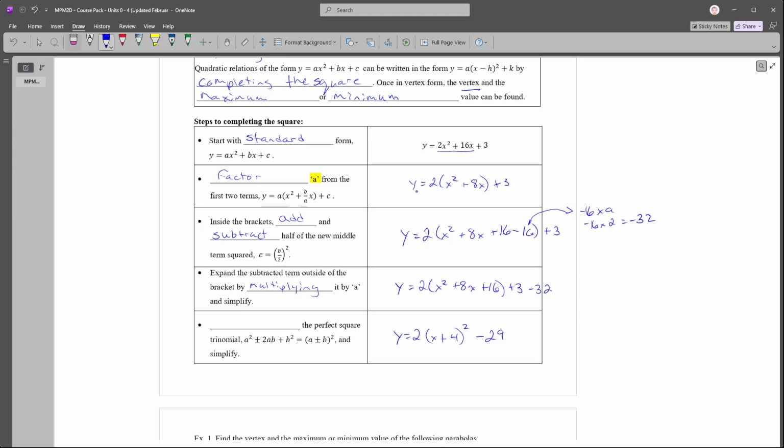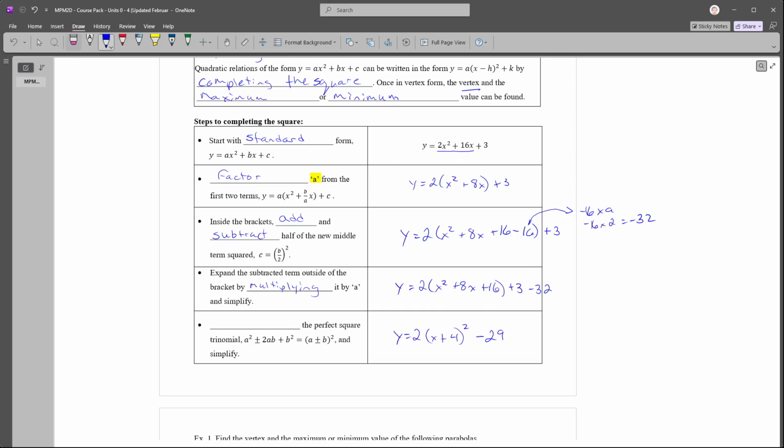Factor out the a from the first 2 terms. Then inside, add and subtract half the b term, so half the 8 squared. So half of 8 is 4, squared is 16. And then you're going to bring the 4th value out of the brackets by multiplying it by a. And then finally, you're just going to factor the perfect square trinomial on the inside. And that's what we call completing the square.